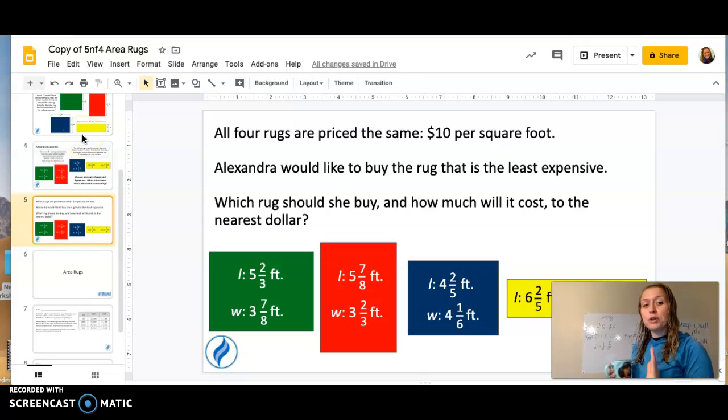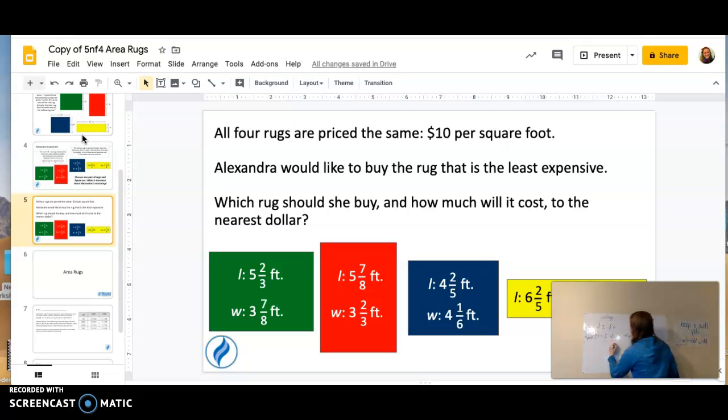So $10 per square foot. So we're taking the square feet: 12 1/15, 16 1/15, 15 7/12. Well, I know that the smallest area is the yellow rug at 12 1/15 square feet. And then I'm going to multiply that by 10. Can you see my writing? I'm going to leave the square feet of each rug so that I can see it.